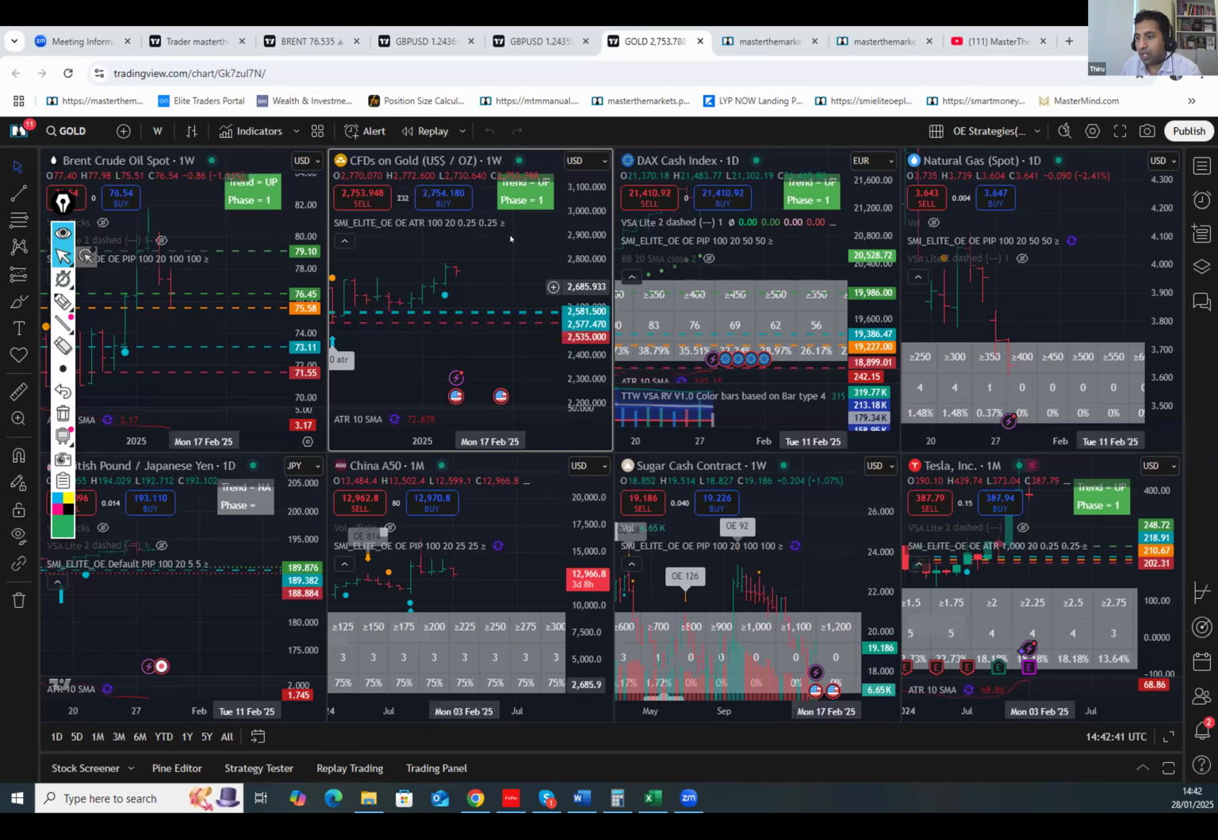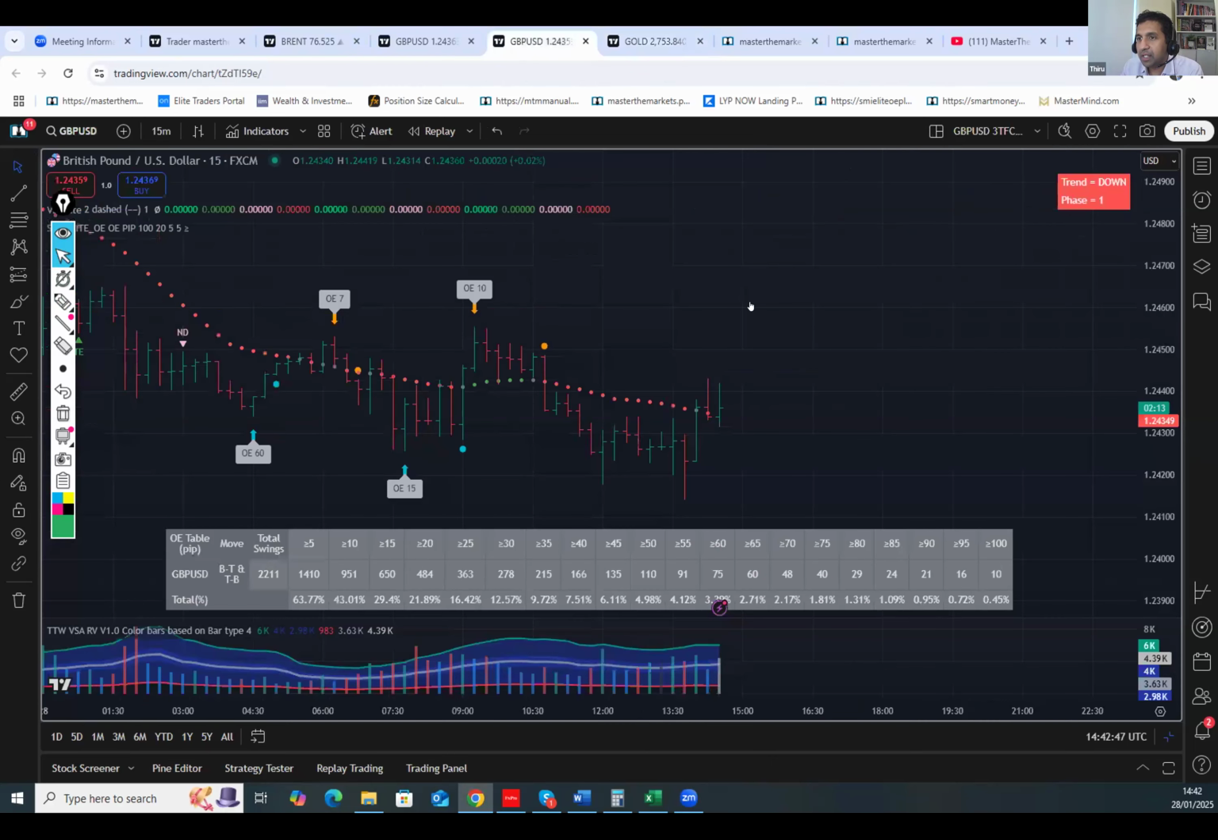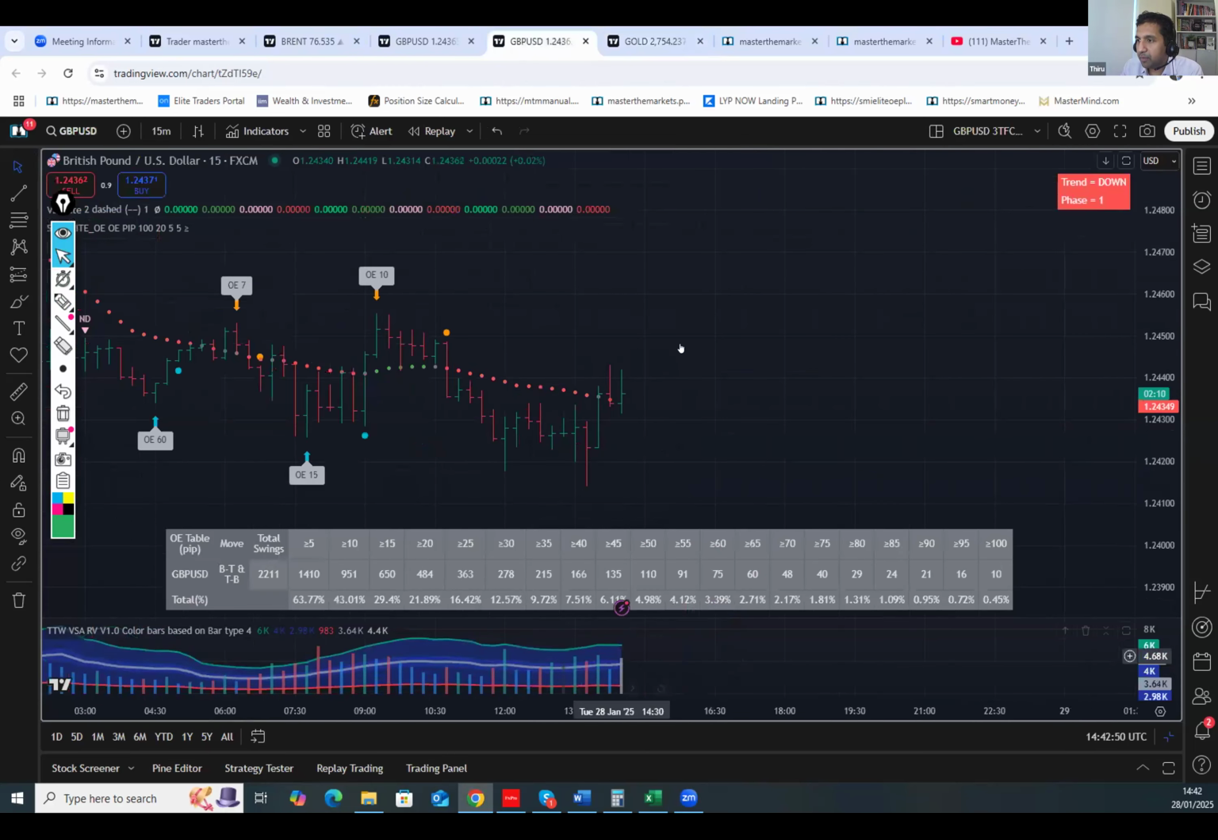A couple of things I'm looking at the moment. One thing I was looking at was GBP USD, on the 15-minute time frame. Before I hand over to Gavin on the volume side of things, for those of you joining in for the first time, with the smart money indicator framework, it's a framework that gives you the trend of the instrument on any time frame. Be it 15-minute, 1 hour, daily, weekly, it can give you the trend.